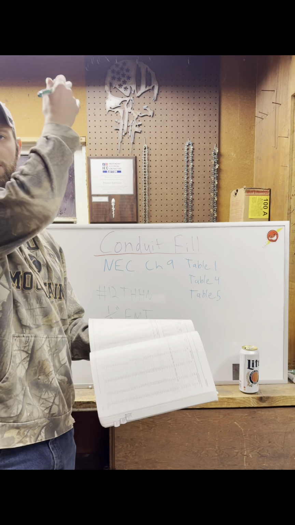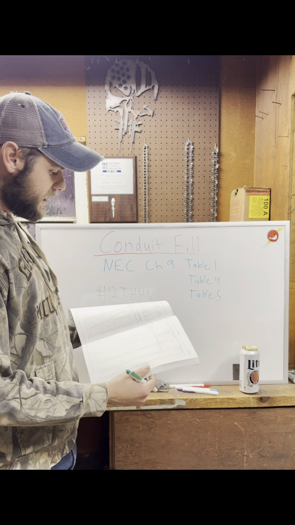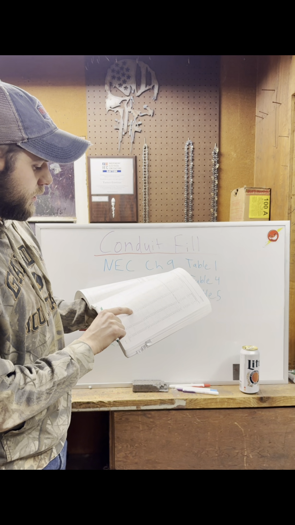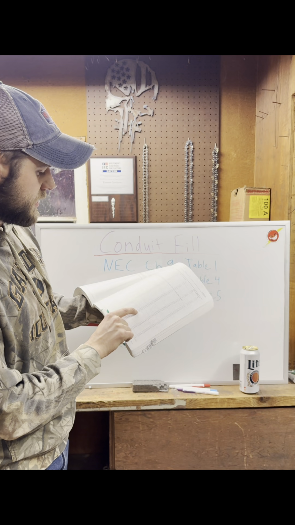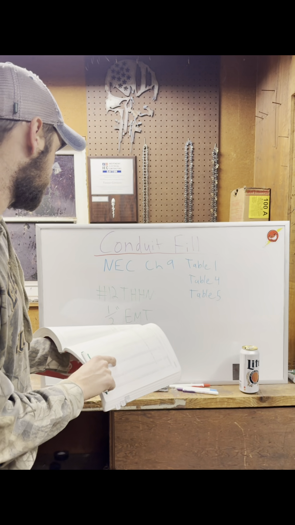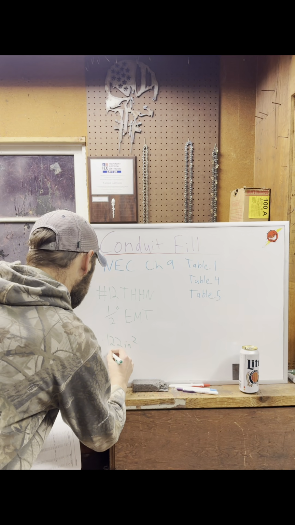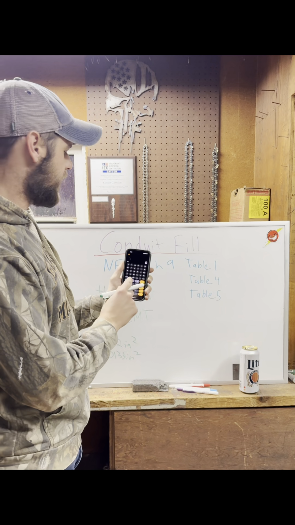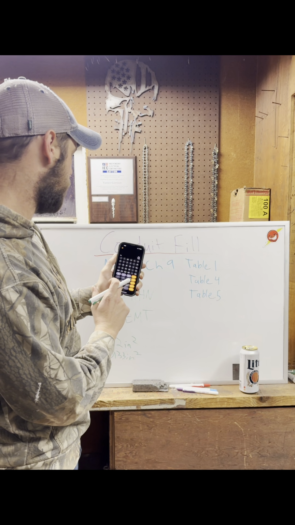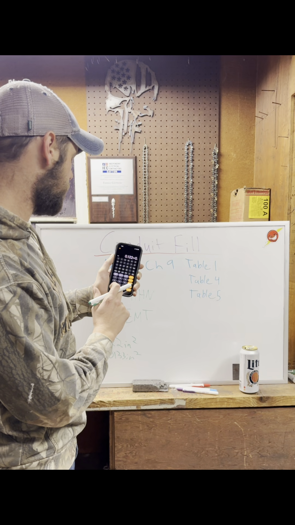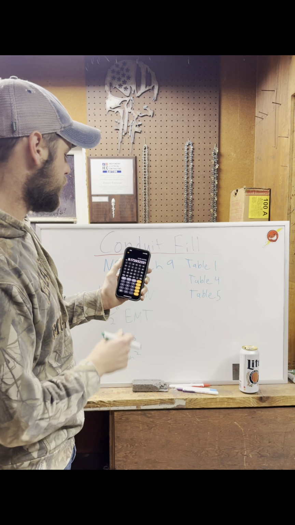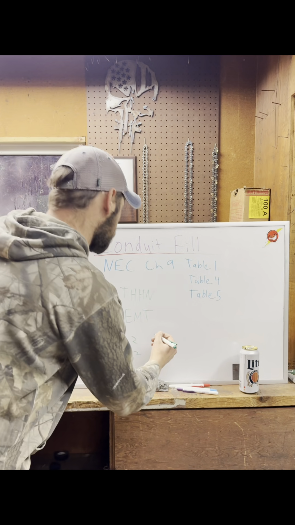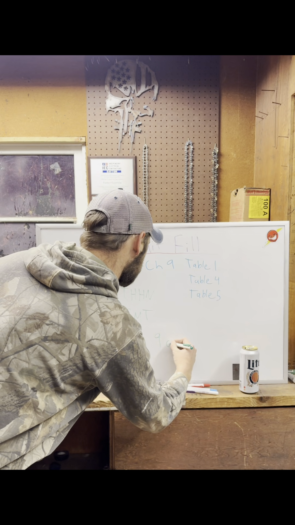Now we're going to flip on over to Chapter 9, Table 5, and we're going to find THHN. It's going to be right here. We're going to find number 12. We're going to pan over to the approximate area in square inches, and it's going to be 0.0133 square inches. And then you're going to bust out the Math Doer 5000, and you're going to type in 0.122 divided by 0.0133, and that equals 9.17 approximately. So the correct answer is going to be 9 conductors.